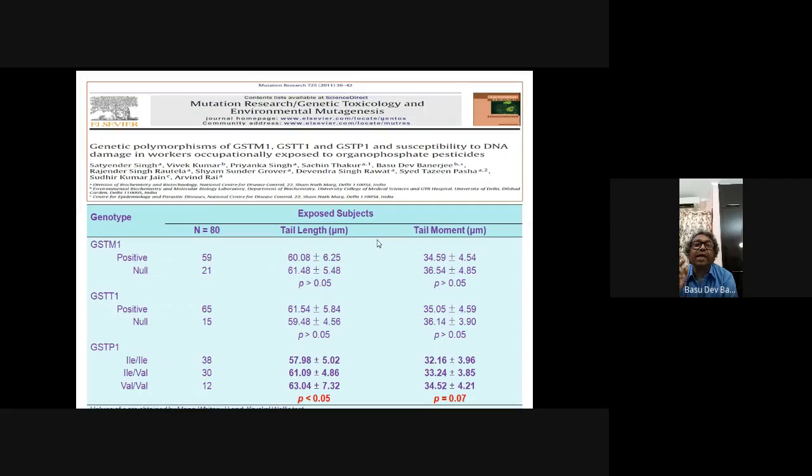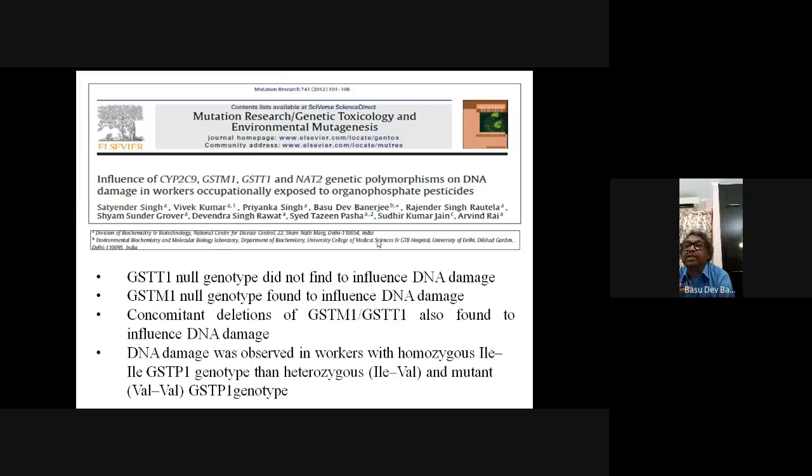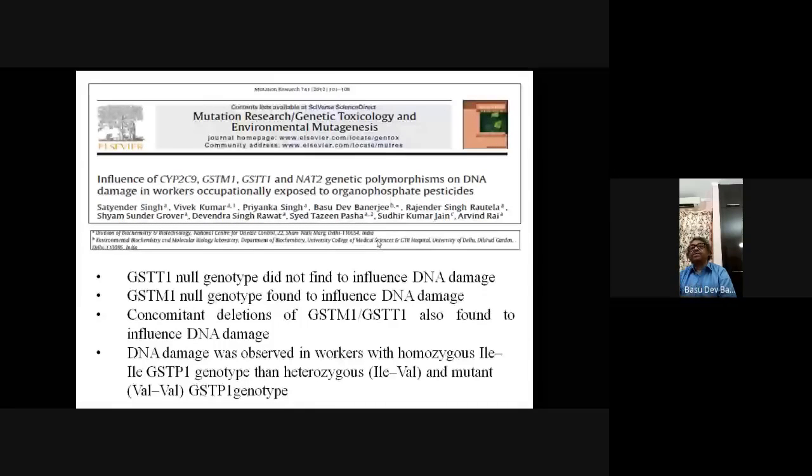So you can see here that they have a different type of gene, GST P1. The frequency is less compared to the other normal population. Can I have next? Yeah, so this is the summary of that. The GST null genotype was not found to influence DNA damage, but the GST M1 null genotype was found to influence DNA damage. So what is the conclusion based on that?